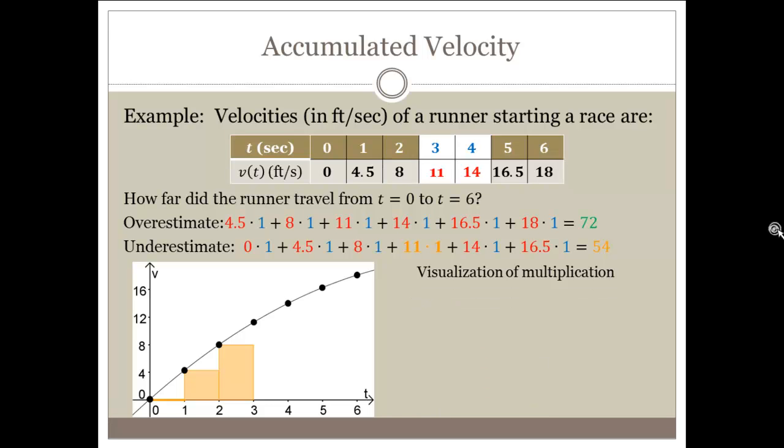Carrying on, we look at the time interval from 3 to 4. Here we calculated the distance as v of 3 times delta t to be 11. This can be represented as a rectangle of height 11 and width 1, giving an area of 11, which can be put on our graph over the time interval from 3 to 4.